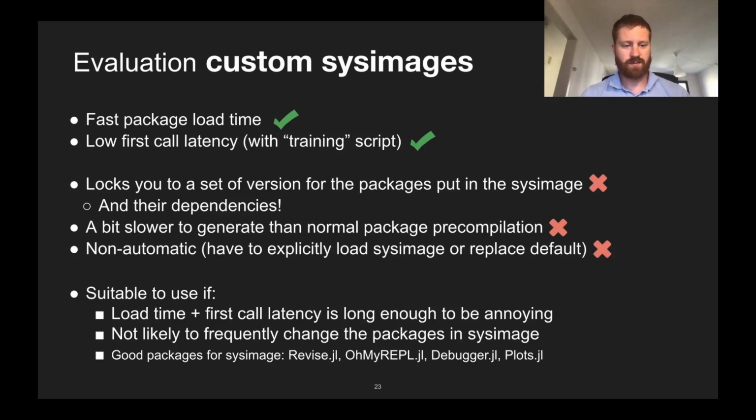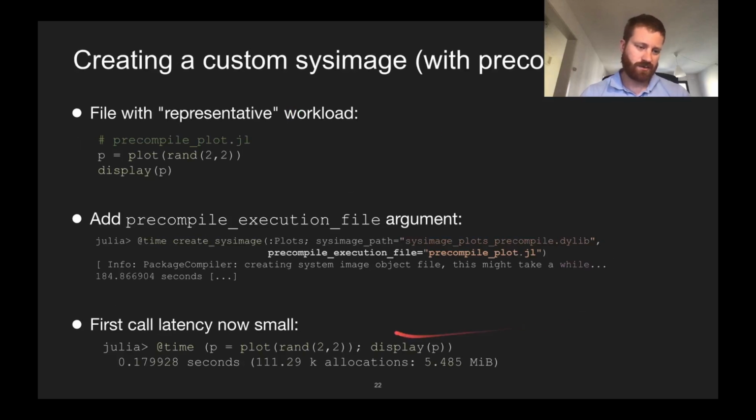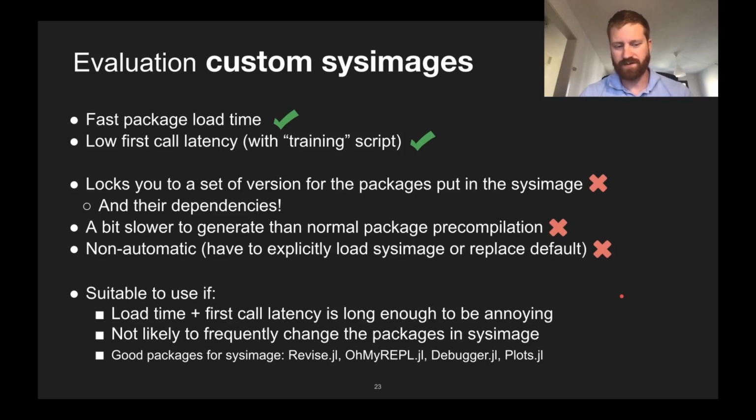And it's a bit slower to generate this sysimage. The precompilation step, the normal one, is maybe a minute, while here we could say it took 2.5 minutes. And also this is not automatic for you, so you have to explicitly do this yourself. Some good times to use this: if the load time and the first call latency is really long and it makes it annoying, then it might be worth doing this. Also, if you're not frequently changing the packages that you put into the sysimage, then this drawback of locking the version of the packages is not so bad. Some good packages to put in the sysimage could be Revise, or my REPL works pretty well, the debugger, maybe Plots if the time to plot is a bit long.